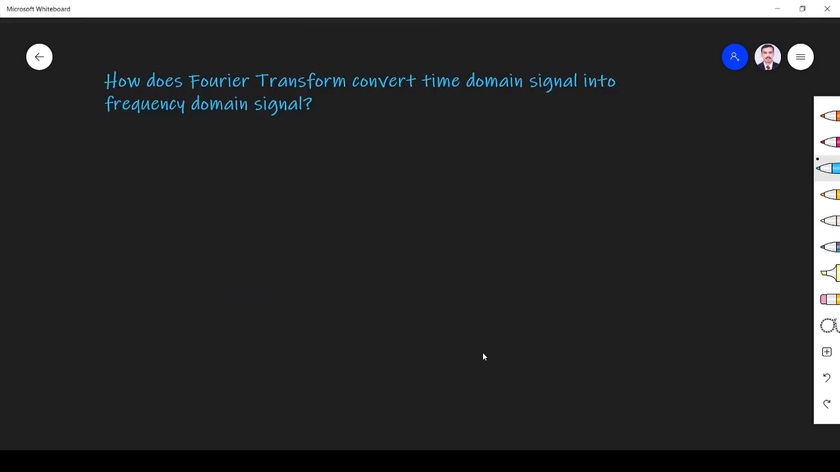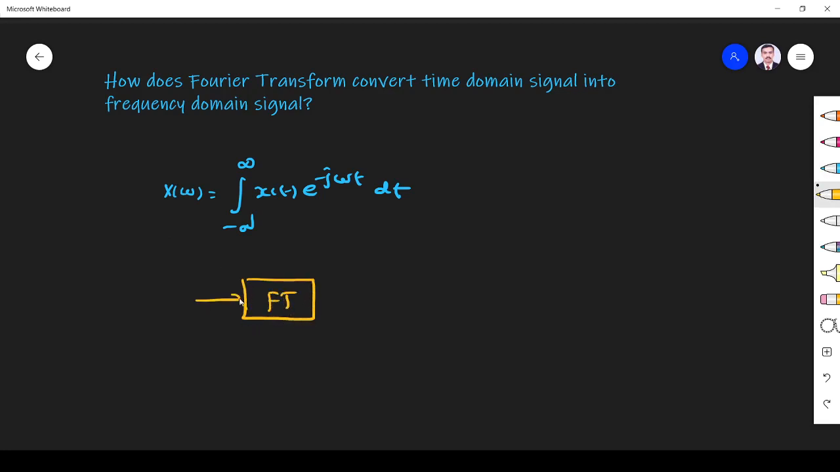Hi students, welcome to the session on Fourier transform of the signal. Alright, we all know that Fourier transform converts a time domain signal into a frequency domain signal. The formula to find the Fourier transform is X of omega equal to the integral from minus infinity to plus infinity of x of t e^(-j omega t) dt. Right? If you have one black box which is called Fourier transform, and you give x of t as input, what you get is X of omega.